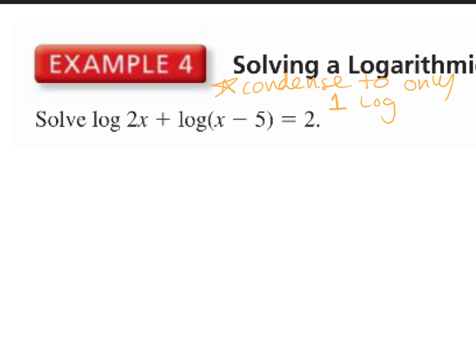So on the left side, how do you think I could condense to just have one log? Awesome. Since we are adding, we're going to multiply them together. So I have the log, and I multiply the two things that I'm taking the log of together. So the log of 2x times x minus 5. I'm multiplying these together. Now I can multiply it. I don't have to leave it as 2x times x minus 5. How would I multiply these together?